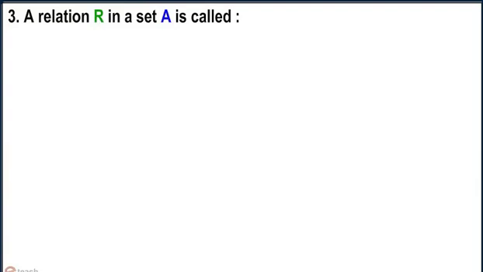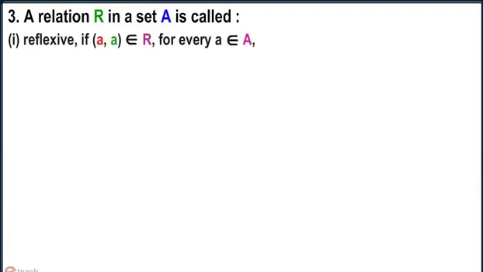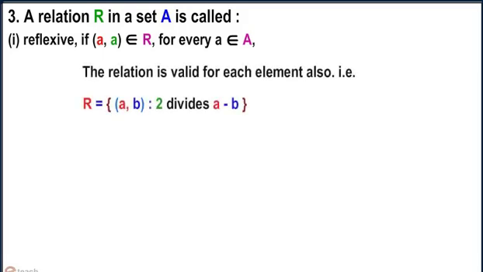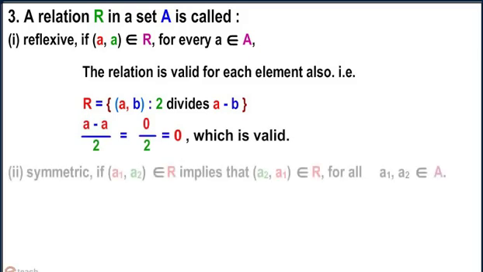A relation R in a set A is called reflexive if A comma A belongs to R for every A belonging to the set capital A. The relation is valid for each element also, that is, R equals the set of all ordered pairs A comma B such that 2 divides A minus B. A minus A by 2 equals 0 by 2 equals 0, which is valid.